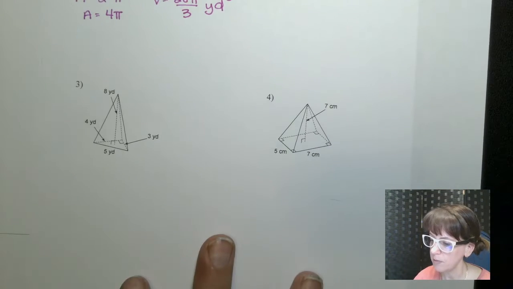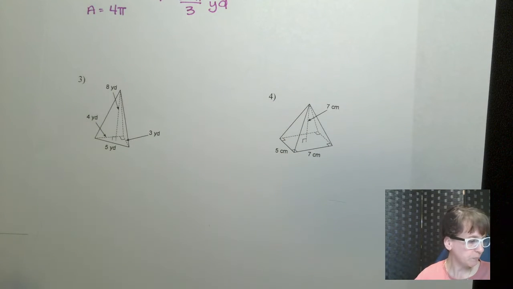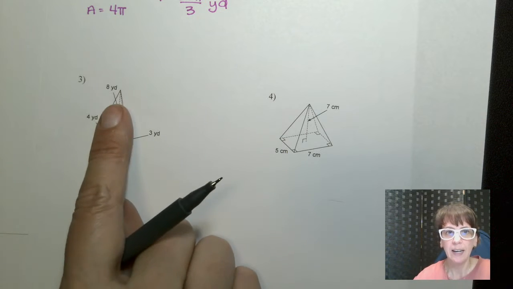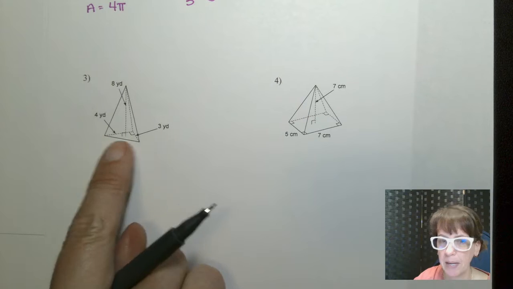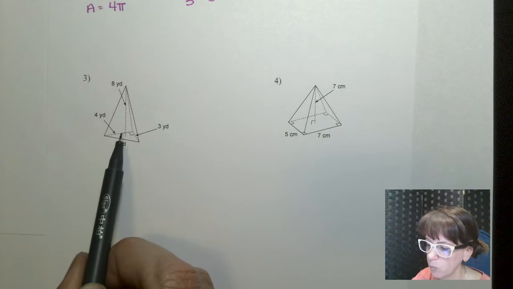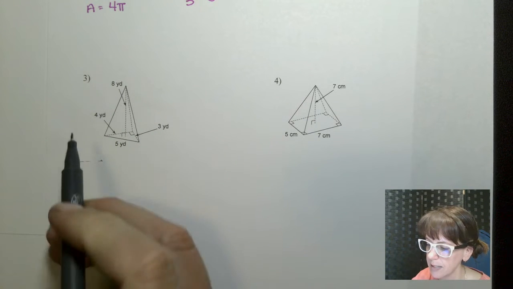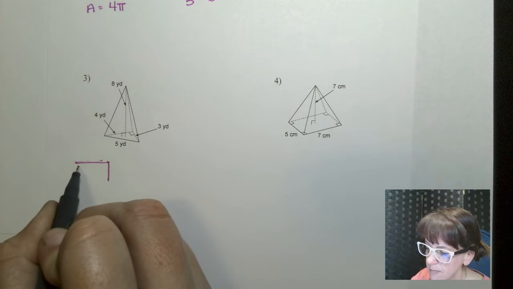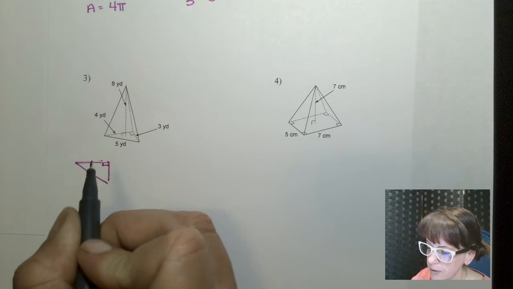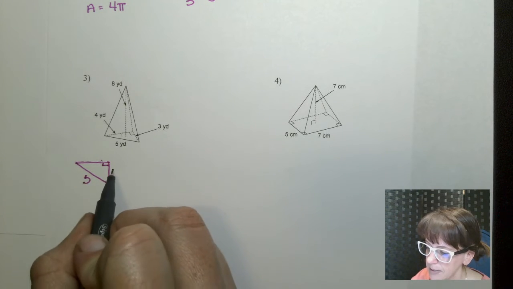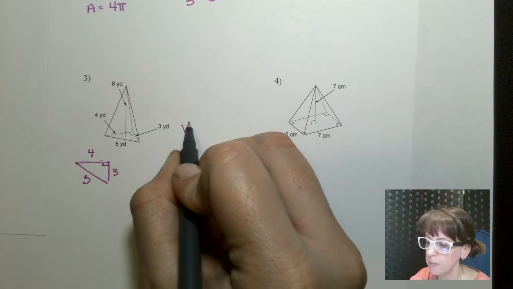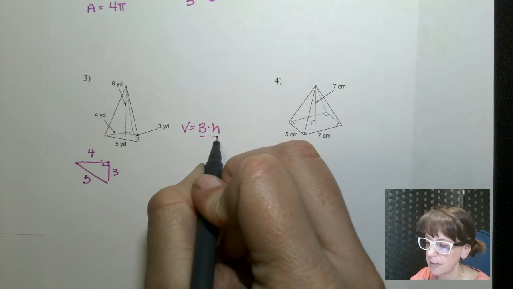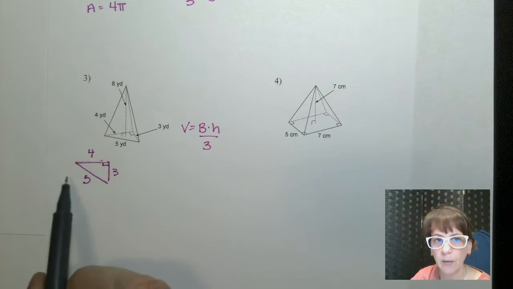Okay, so let's say we've got this guy right here, and we look at this one here and we see that our base is a triangle, and it looks like a right triangle. If you can see it, it looks like this. Just like that guy. And here's our right triangle. This is a 5, this is a 3, and this is a 4. Okay, so let's find, and again, the volume is the area of the base times the height divided by 3. So let's find the area of this base.